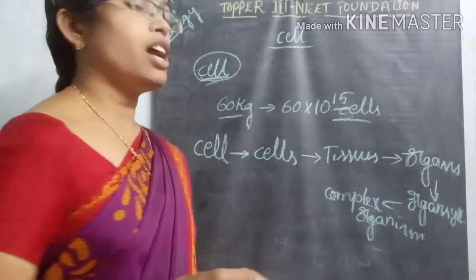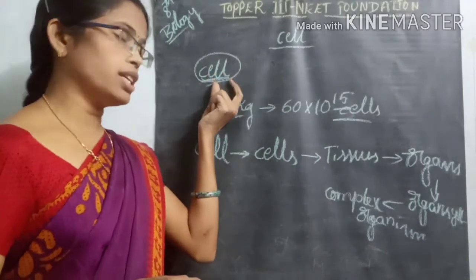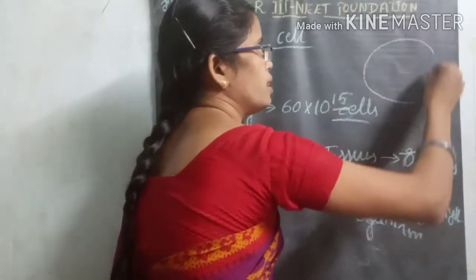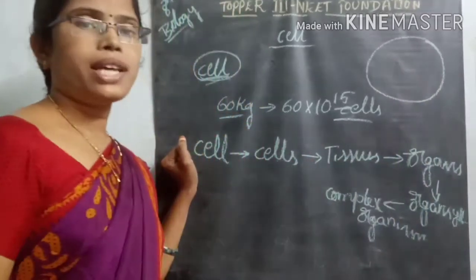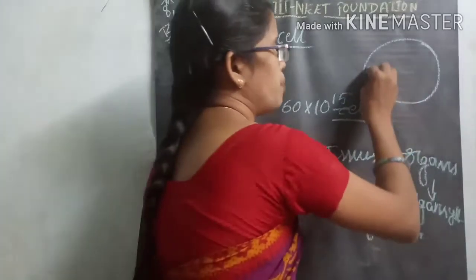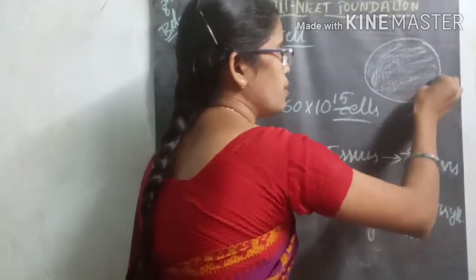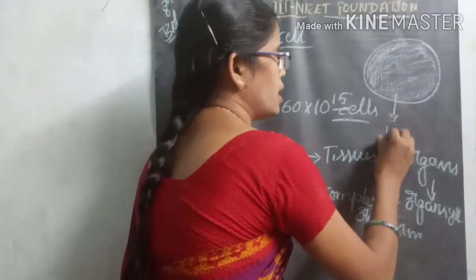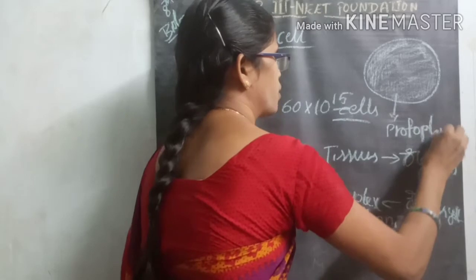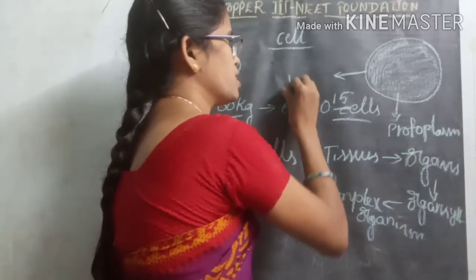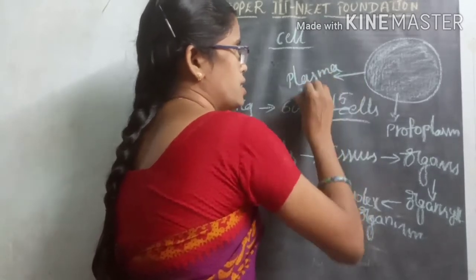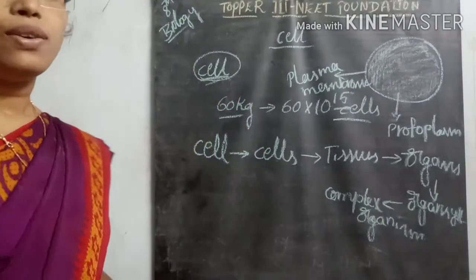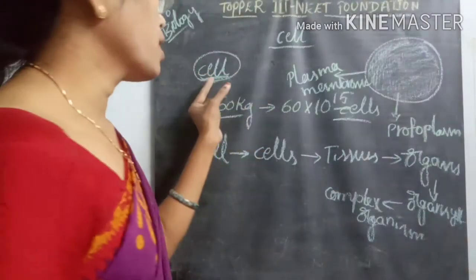So that's why every organism's body is basically made with what? Cell. The cell is bounded by a membranous structure called the cell membrane or plasma membrane. Inside that plasma membrane, there is a liquid material. This liquid material is called protoplasm, and the membrane present as the outer layer is called the plasma membrane. This plasma membrane and protoplasm together constitute a cell.